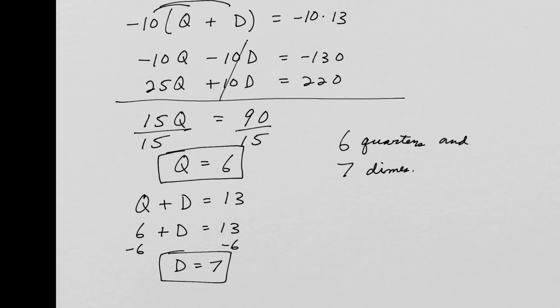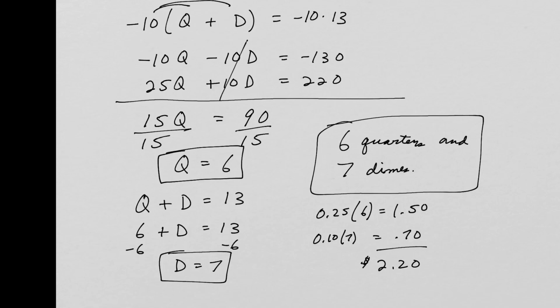All right, does that make sense? You can check it. Remember, each quarter is worth 0.25, so if I multiply 0.25 times 6, I have $1.50 in quarters. And each dime is worth 10 cents, so if I multiply 0.10 times 7, I have 70 cents in dimes. If I add those together, I get my $2.20. So it's a good way to check it to make sure that it works.